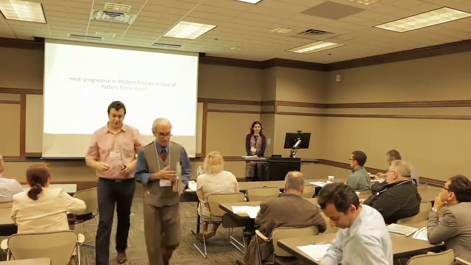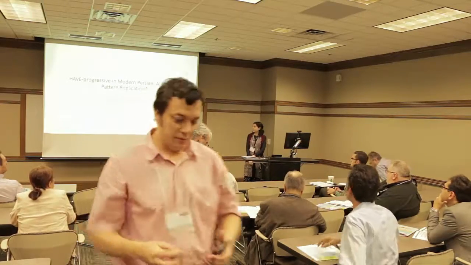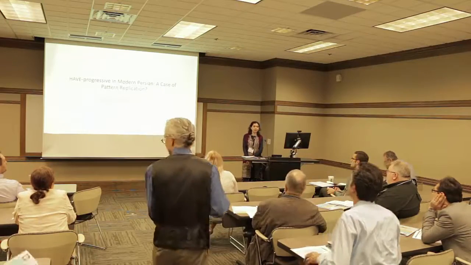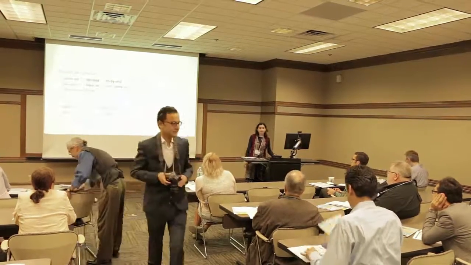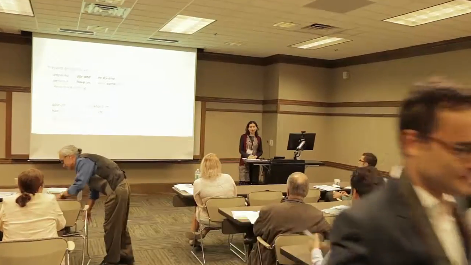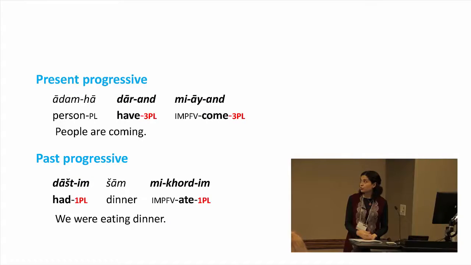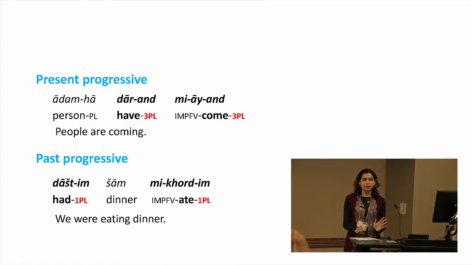So I'm very glad to present my work on have progressives in modern Persian, a case of pattern replication. Modern Persian has recently developed a progressive construction that is used to express the progressive aspect. In this construction, we use the auxiliary verb to have. This construction is still limited to spoken variety of Farsi, and it has not yet fully integrated into literary Persian.